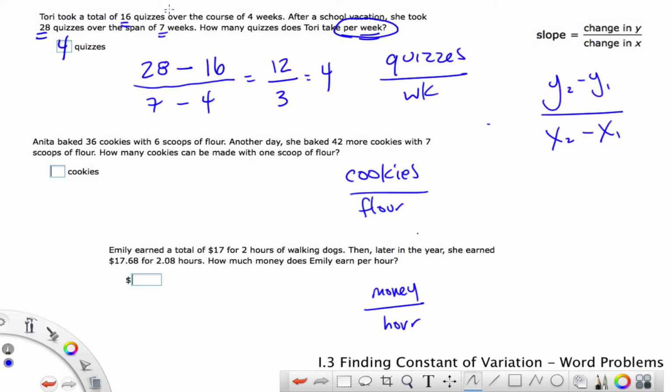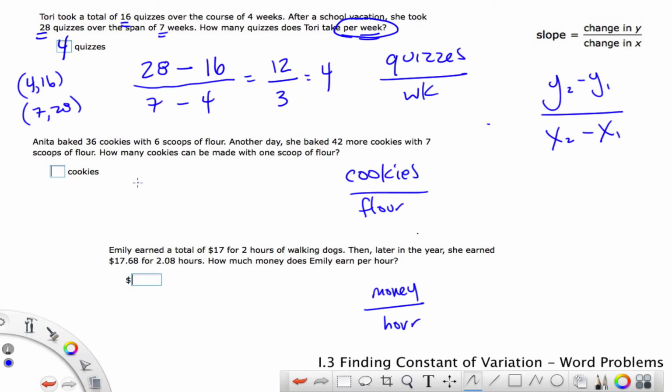So again, these are like the 2 points, 4, 16, and 7, 28. If we want to graph these, that would be the xy coordinates. All right, let's look at this next one. Very similar. She makes 36 cookies with 6 scoops, and then another day she makes 42 more cookies with 7 scoops of flour.